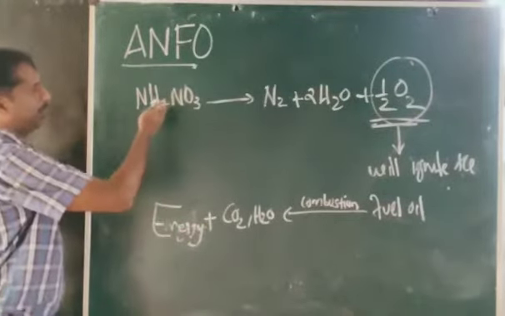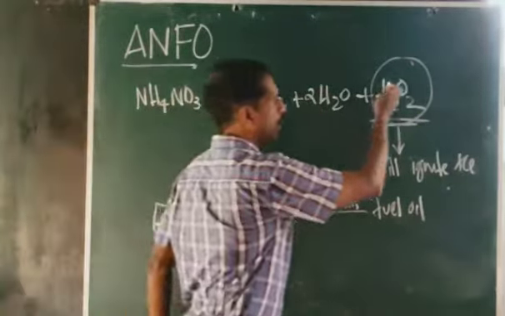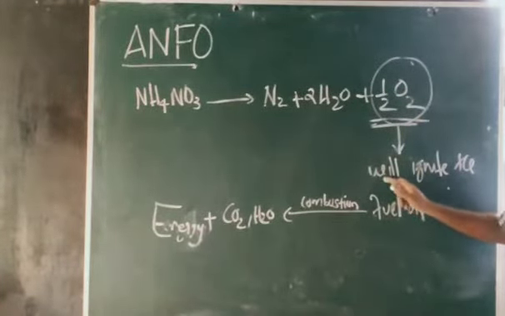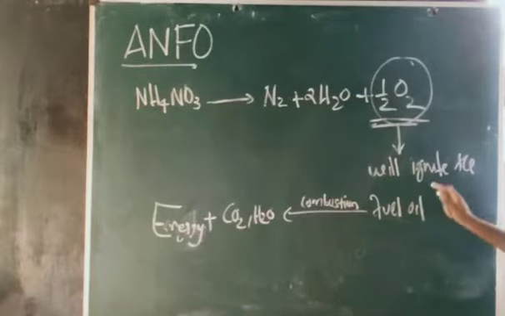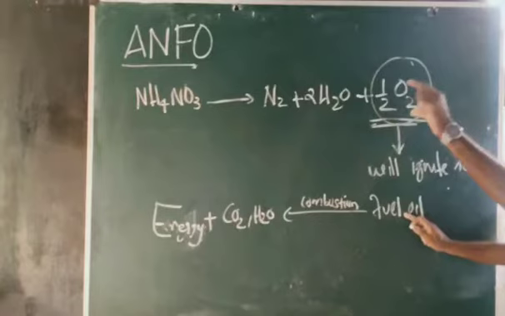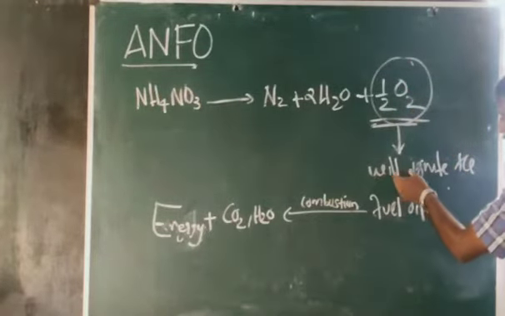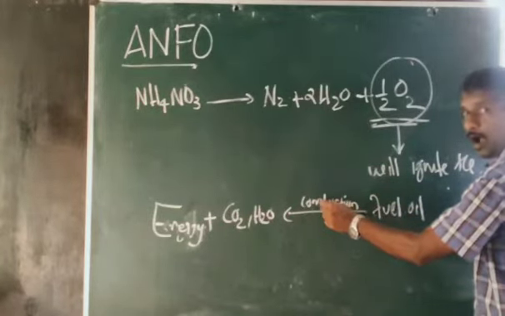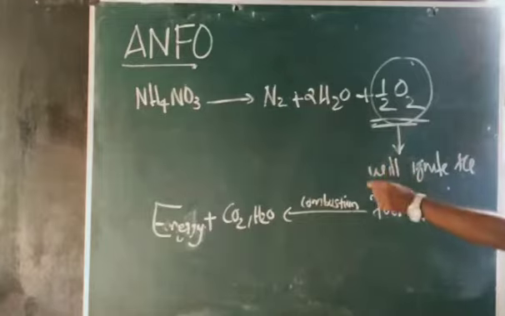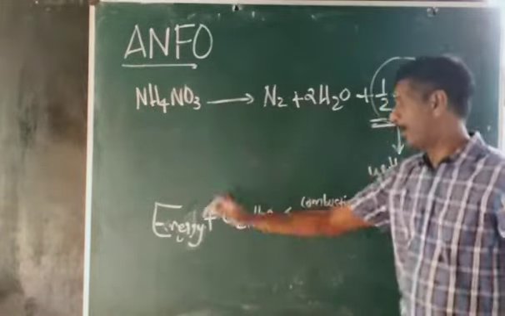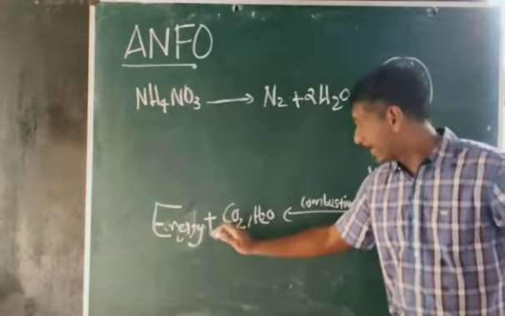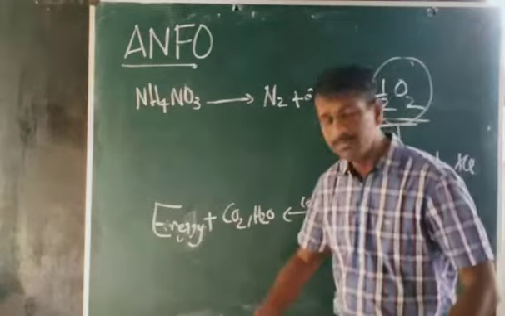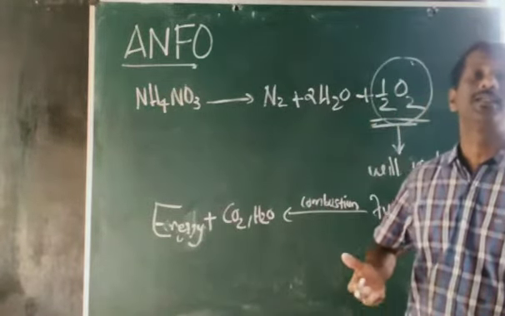That means ammonium nitrate will decompose and will produce oxygen. Due to the presence of this oxygen, what will happen to our fuel oil? This oxygen will ignite the fuel oil present in the ANFO, and because of this ignition, the fuel oil will undergo combustion, so it will burn and will produce a large amount of energy with gases like carbon dioxide and steam. That means an explosion is taking place.